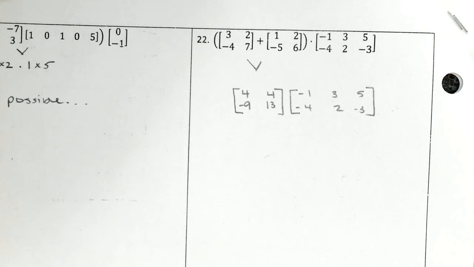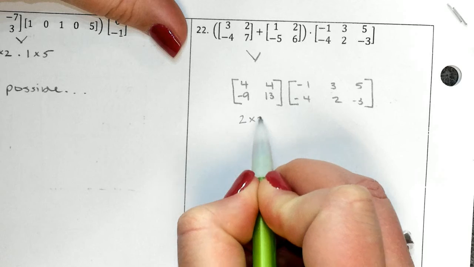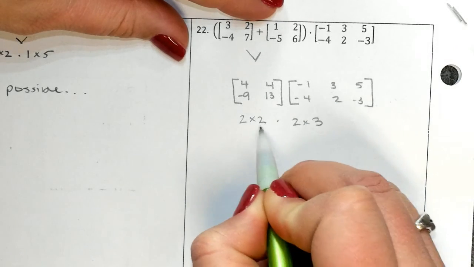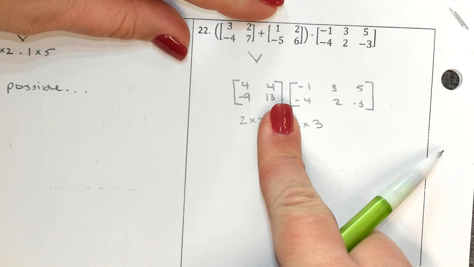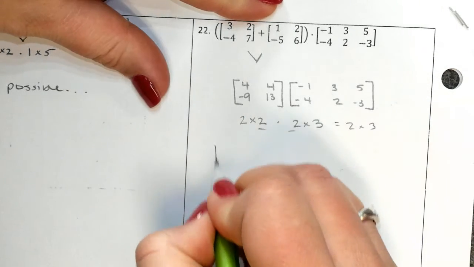Okay, good. All right, now we have to say, can we multiply these? What are the dimensions here? 2 by 2 times a 2 by 3. Can I multiply them? Yeah, what are my answers? What's my answer going to be? So I'm going to draw a 2 by 3 box here.